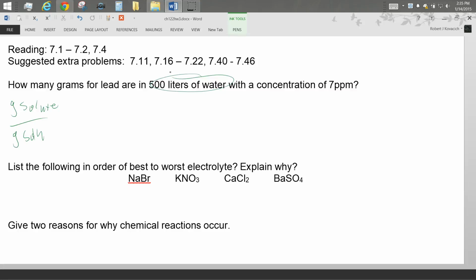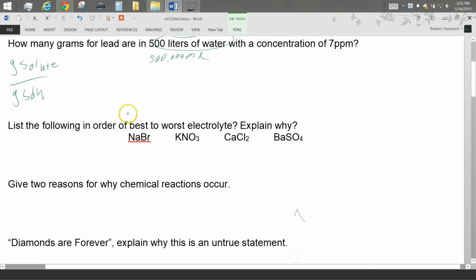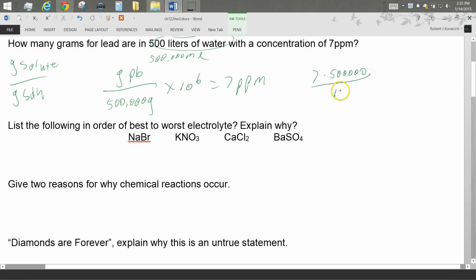So 500 liters is equal to 500,000 milliliters. And if the density is 1, then what's the mass? 500,000 grams. And so I'm trying to find out my grams of lead in this problem. And the denominator here is 500,000 grams times a million equals 7 parts per million. So this calculation is just 7 times 500,000 divided by a million. And that'll give us grams of lead.